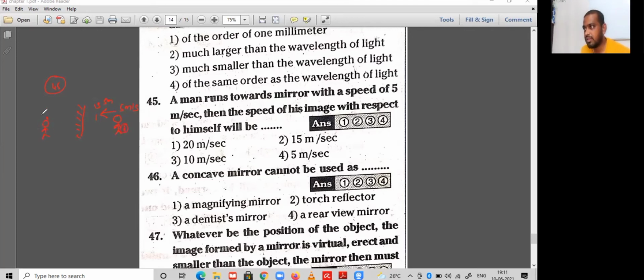At the same time, one position of the image is 1 dash. After 1 second, the image will be formed at 2 dash. So this is the second position. If the object moves 5 meters, the image also will move 5 meters. What is the question? The speed of the image with respect to himself will be 10 meters per second. Option 3. Why? Because the object is moving and the image also will move.